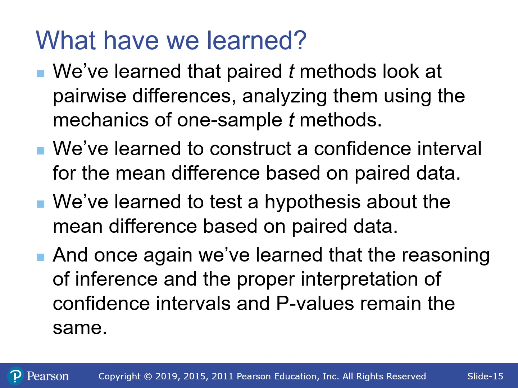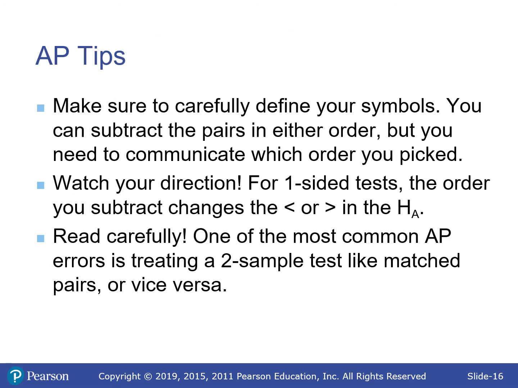We've learned the paired t method: look at the differences, and then it's just that one sample t-test. It's something we already know how to do. You're not even adding a test or an interval into what we're using. We're just using the same stuff, just with slightly different data. So we have the confidence interval based on paired data, we learn to test hypotheses based on paired data, and again, the reasoning is the same. The p-value is the same thing. The confidence interval is the same thing. There's no difference there. And then lastly, tips for the AP test.